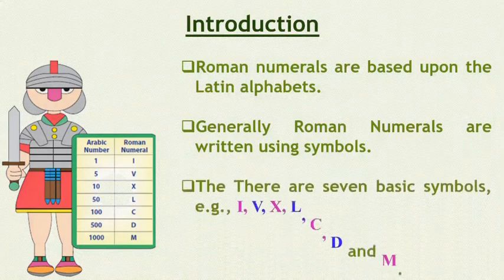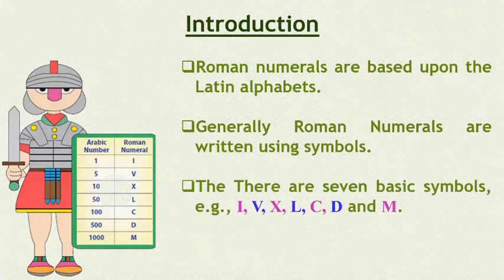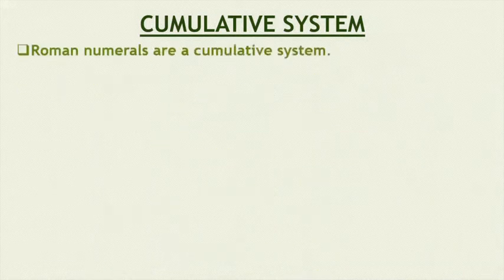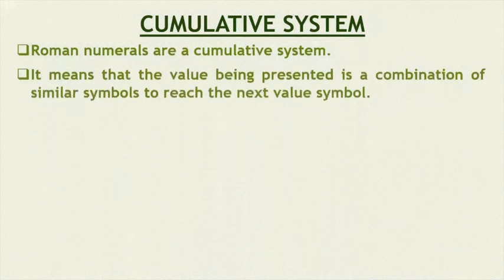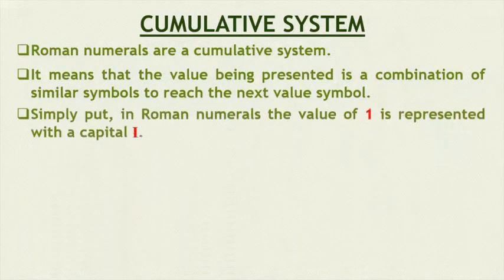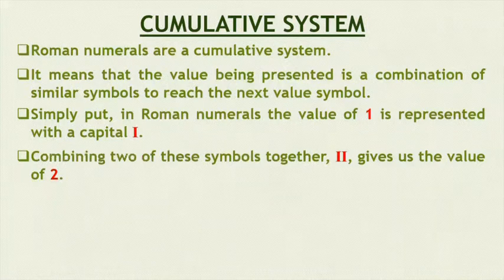There are 7 basic symbols: I, V, X, L, C, D and M. Cumulative system. Roman numerals are a cumulative system. It means that the value being presented is a combination of similar symbols to reach the next value symbol. Simply, to write the value 1 in Roman numerals, just put a capital I.